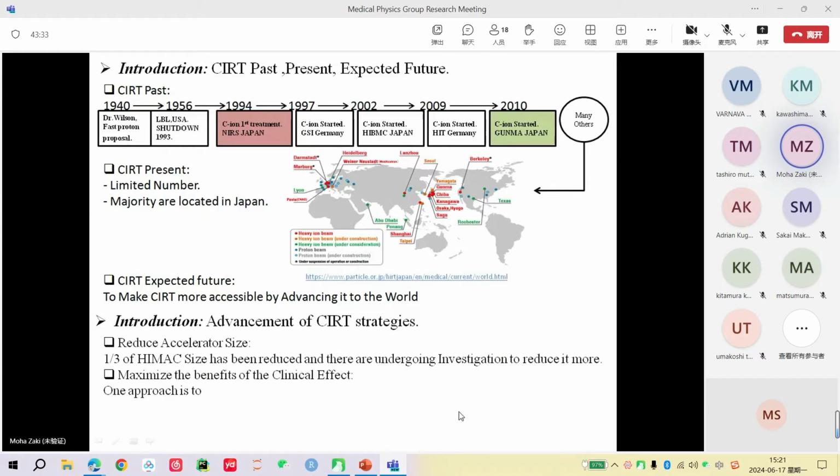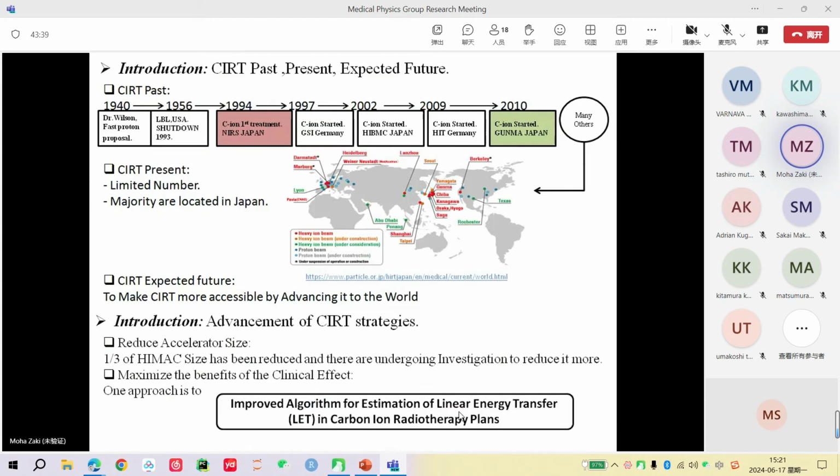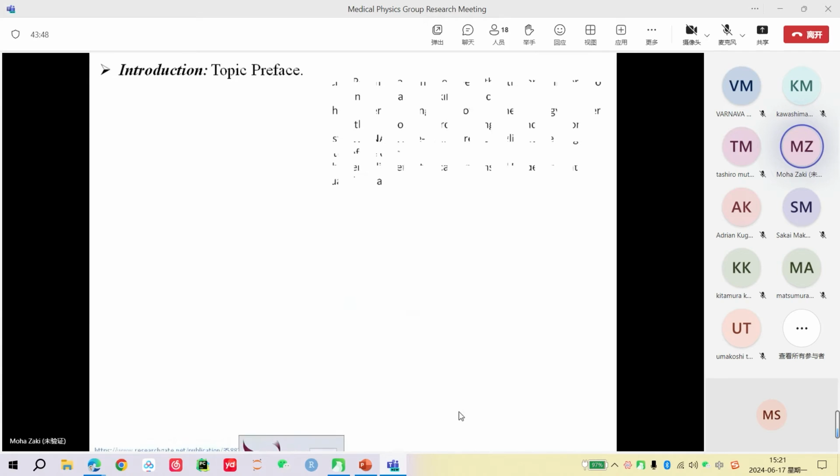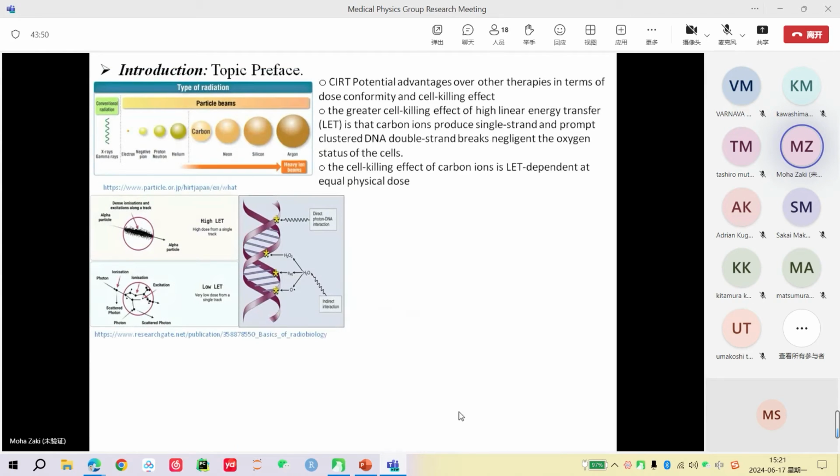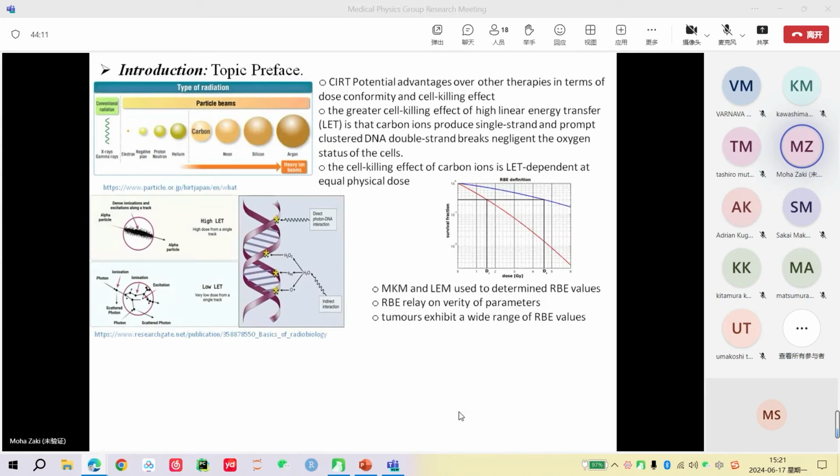Another strategy is to maximize the benefit of the clinical effect. And one way to do that is by improving the algorithm to estimate LET in carbon ion radiotherapy. So now, quickly prefacing the topic, carbon ion radiotherapy has many advantages over other therapies regarding dose conformity and cell killing effect because of the high LET, which causes direct interaction with DNA leading to strand breaks, ignoring the status of the cell, whether hypoxic or not. And another advantage is it has a better radiobiological efficiency, RBE.